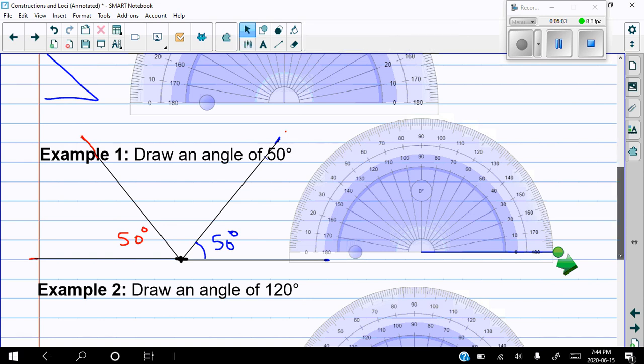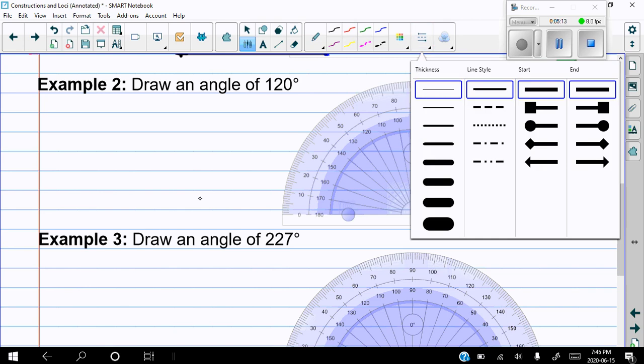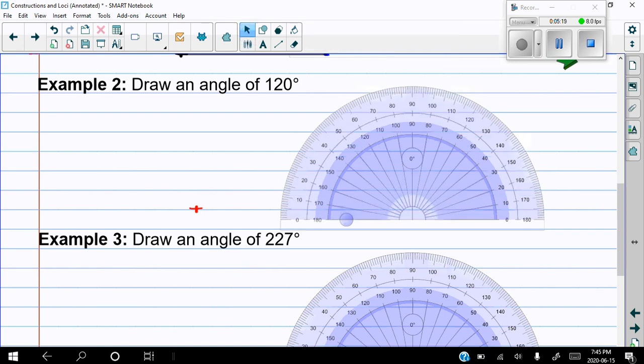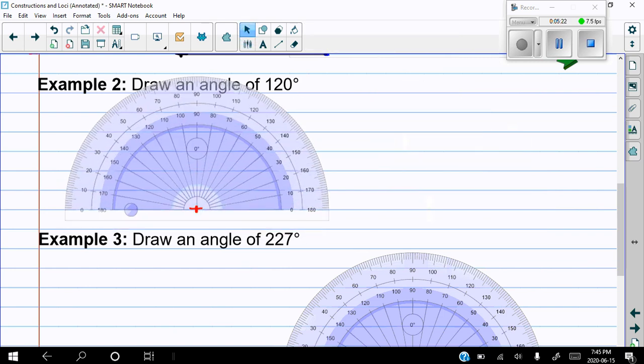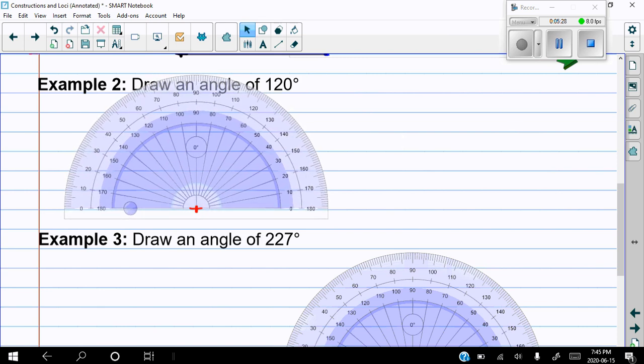Let's do another example of drawing something. This time we're going to draw an obtuse angle, 120 degrees. I'm only going to draw the one way this time. First step, make that little crosshair point, because you have to have that point so we can connect our lines after. Next up, put the protractor on, lining up all our points as best as possible.